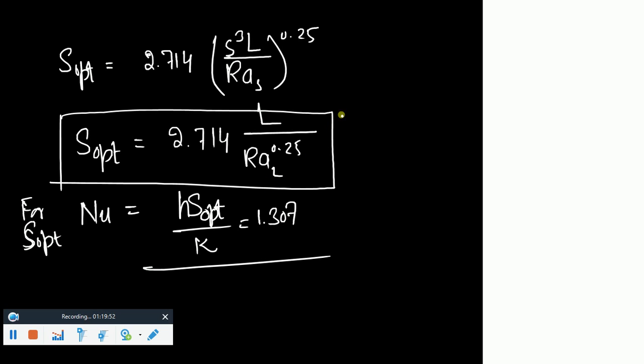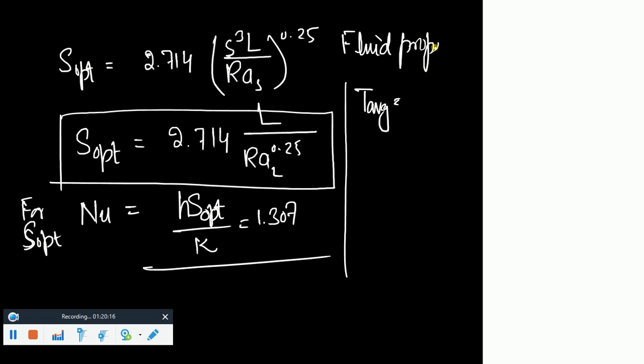So this is something for a couple of fins. If you have more fins, just multiply their heat transfer with n. Okay. And all fluid properties are to be evaluated at T average equals Ts plus T infinity by 2. Right?